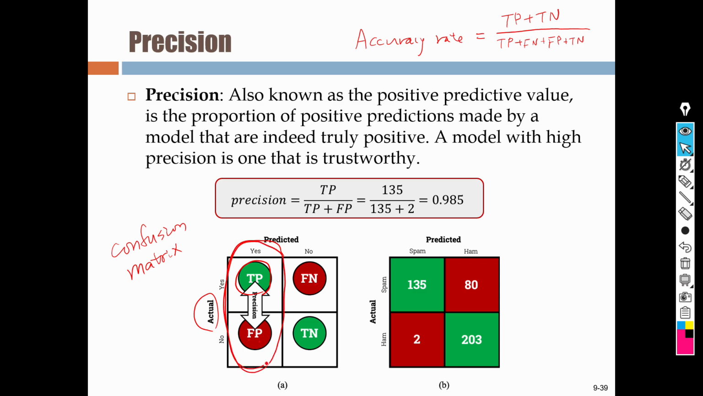Only looking at the predicted yes, how many of them are correctly predicted. That's the precision. So in this case, among 137 of them, how many of them are correctly predicted? That's the precision.